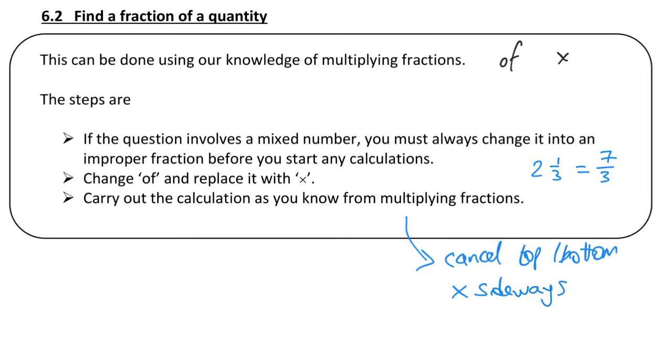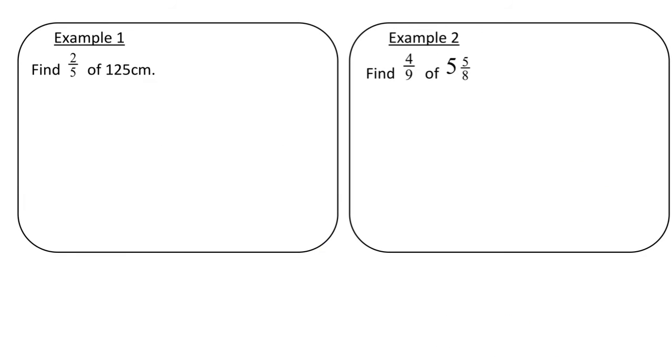And we also then multiply tops together and then bottoms. So that's how we multiply fractions together. So we've got a couple of examples here. So 2/5 of 125. So that's first of all going to be 2/5 multiplied by 125.